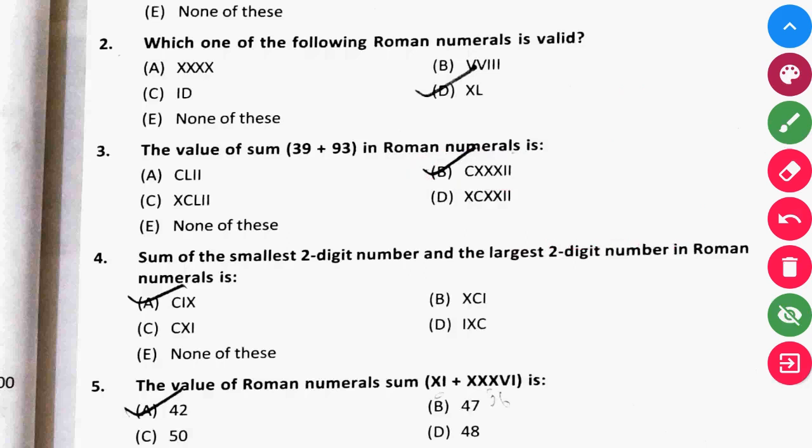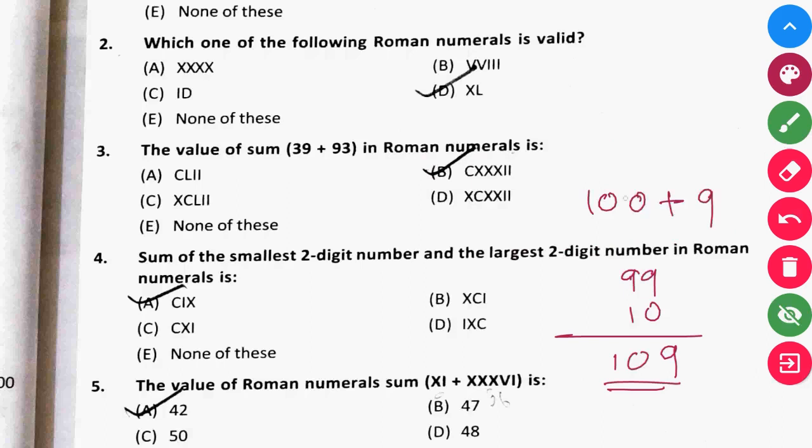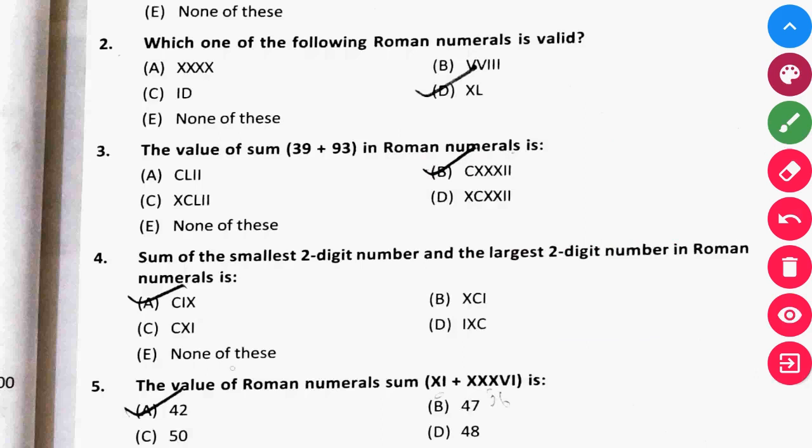Okay. Now, the sum of the smallest 2-digit number and the largest 2-digit number in Roman numeral. The largest 2-digit number is 99 and the smallest 2-digit number is 10. So add them, and this is 109. So 100 plus 9. 100 is denoted by C and 9 is denoted as IX. So CIX is the answer.